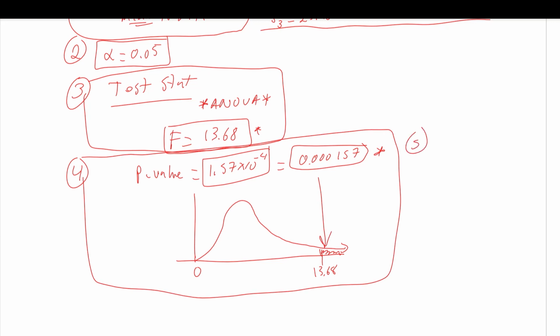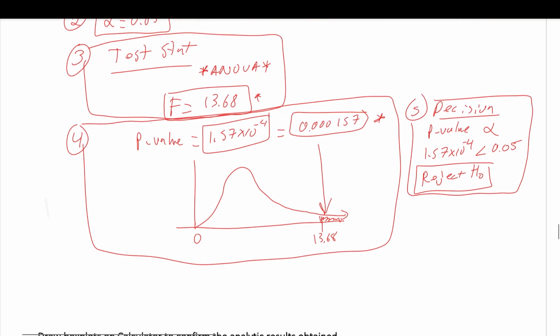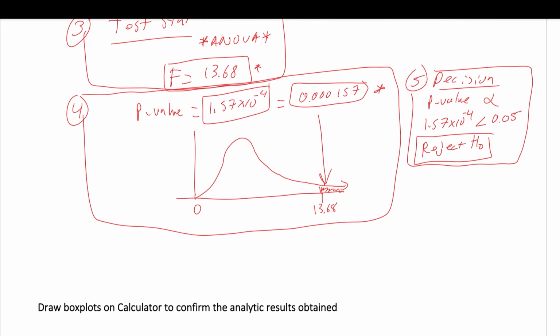Step 5, let's go ahead and make our decision. How is the decision made? By comparing our p-value to your significance level. The p-value is definitely less than whatever alpha was, which in this case is 0.05. So we're going to reject the null hypothesis. It's safe to reject it because the probability of us making that type 1 error is small, so we'll take that chance. It's significantly small.